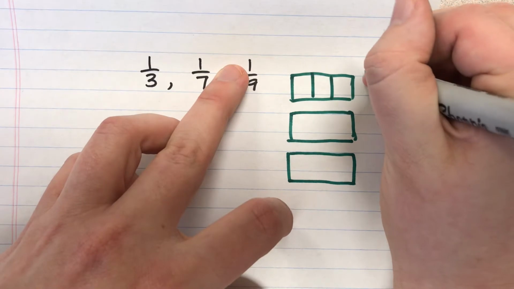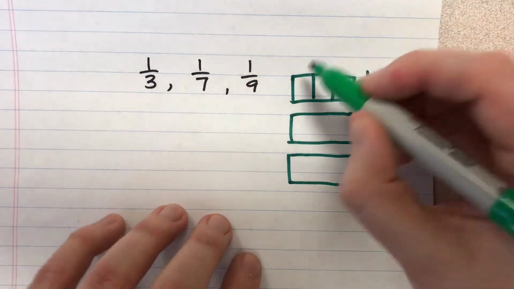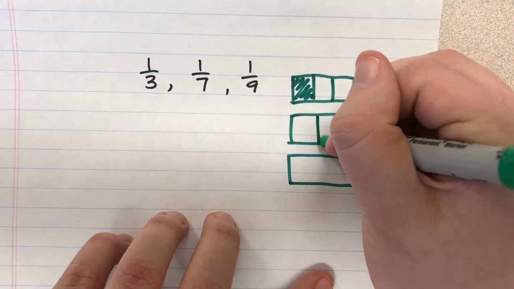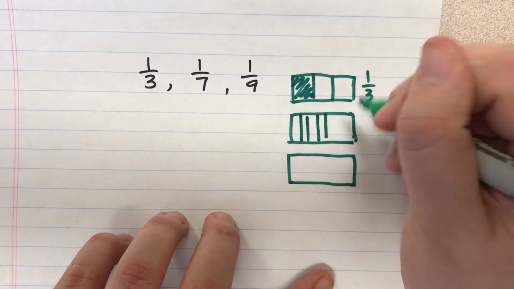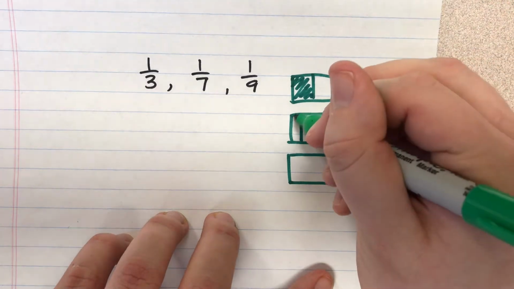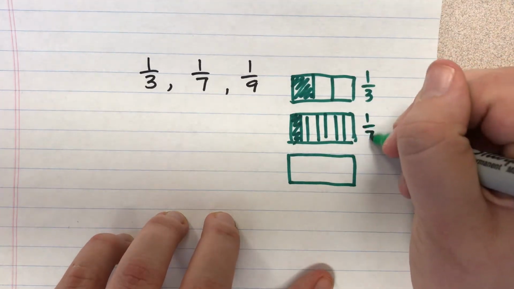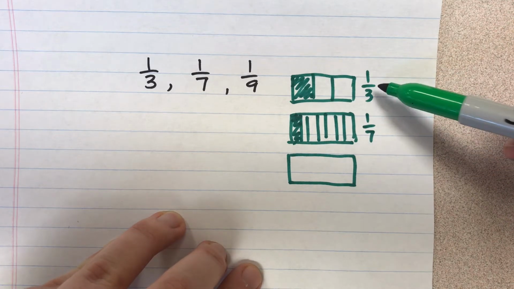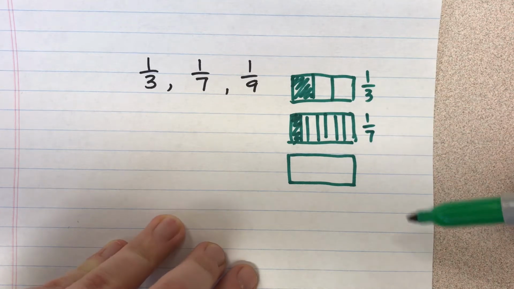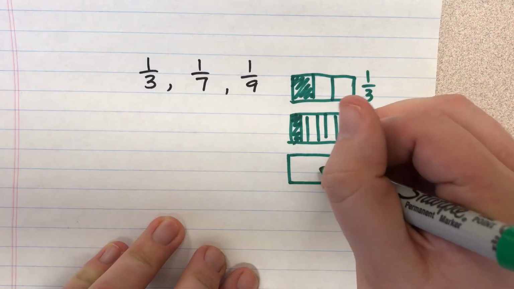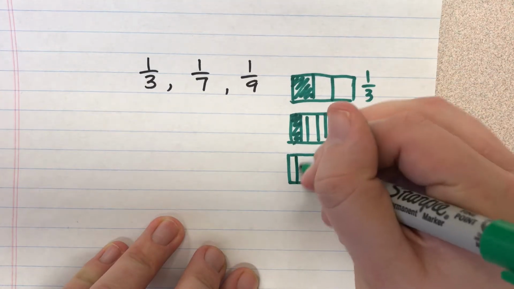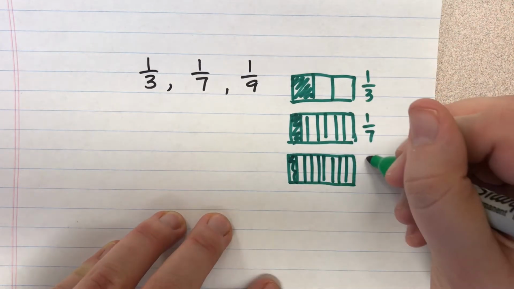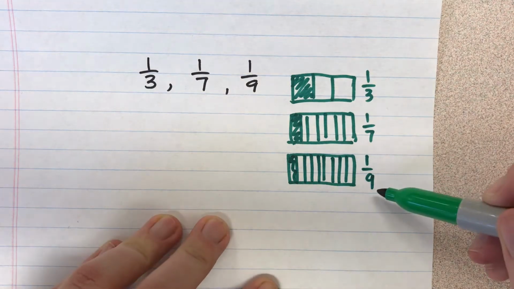So let's say this box represents 1/3. One of those 3 should be colored in. And let's say this box represents 1/7. We need to cut it into 7 pieces and color in one. So far, which of these pieces of cake would you rather have? Which one's bigger? 1/3 is bigger than 1/7. And then when you cut it into 9, that's going to be even smaller. So that's 1/9 there. So that's even smaller.